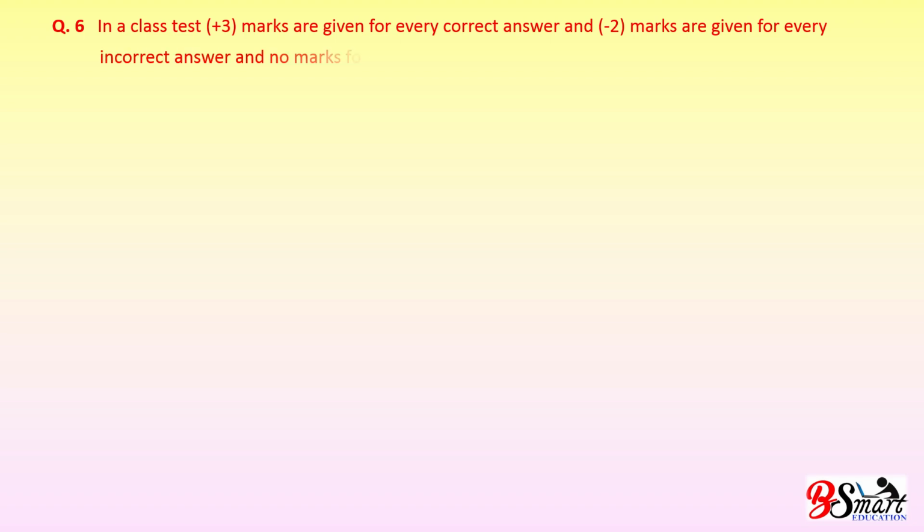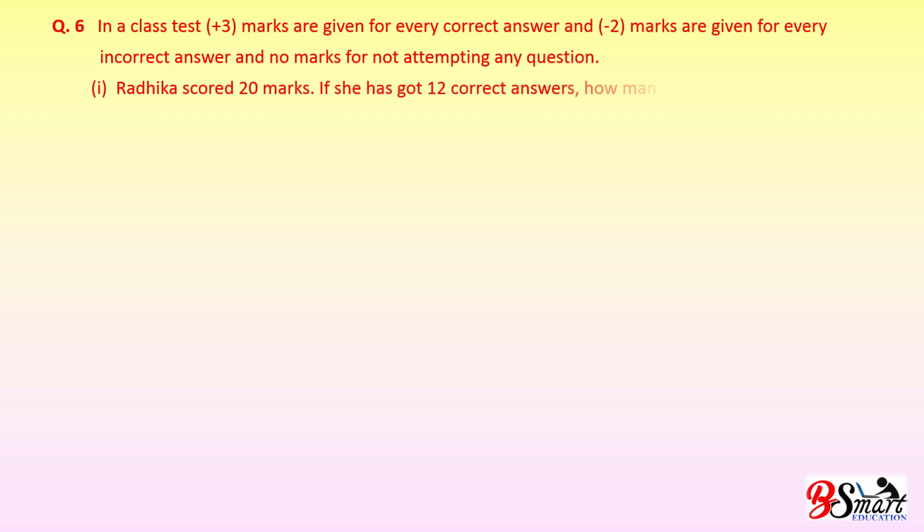Question number 6. In a class test, plus 3 marks are given for every correct answer and minus 2 marks are given for every incorrect answer, and no marks for not attempting any question. Sub-question 1. Radhika scored 20 marks. If she has got 12 correct answers, how many questions has she attempted incorrectly?